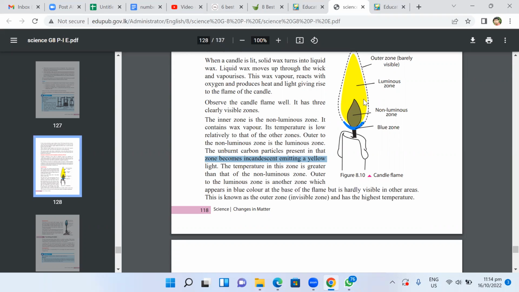Because this is LPG, right? In LPG, the complete combustion is high, but in this wax-based system or oil-based systems, it is not complete combustion. That is why we cannot use this as an alternative to gas, because the flame has this unburned carbon, which will be sedimented after some time.